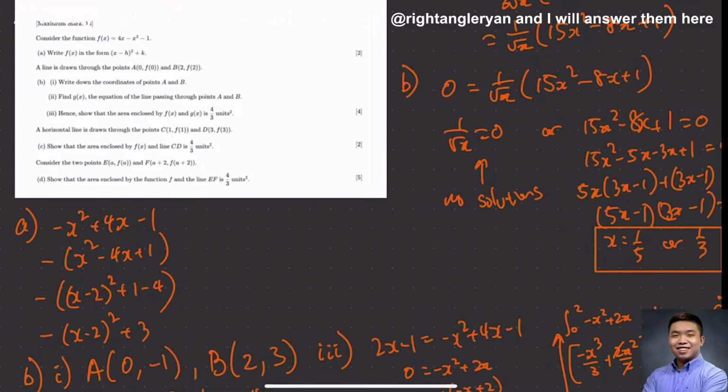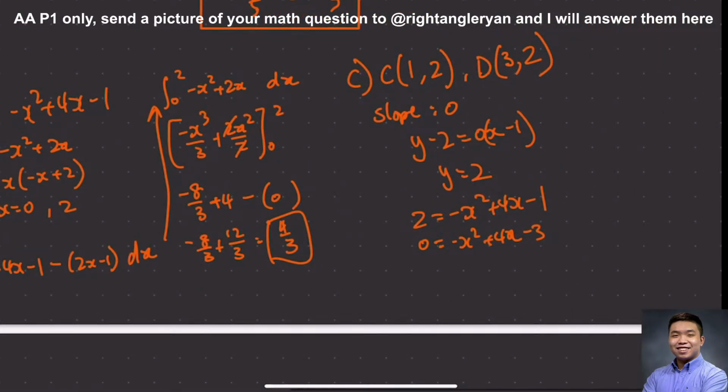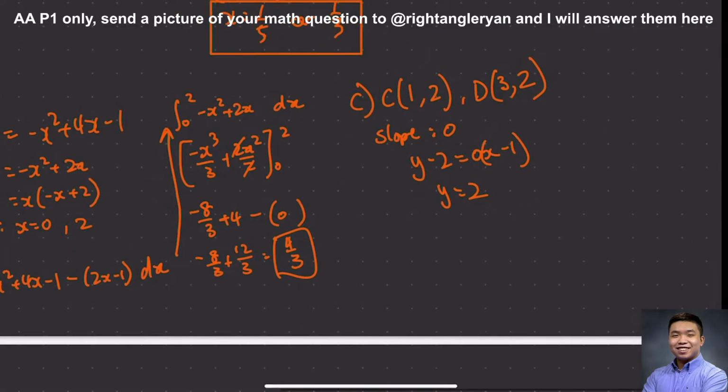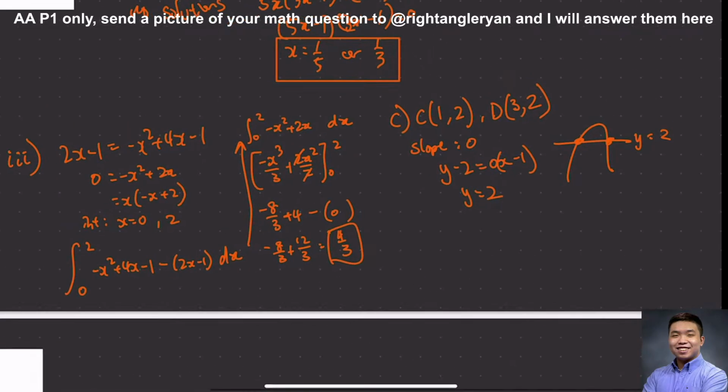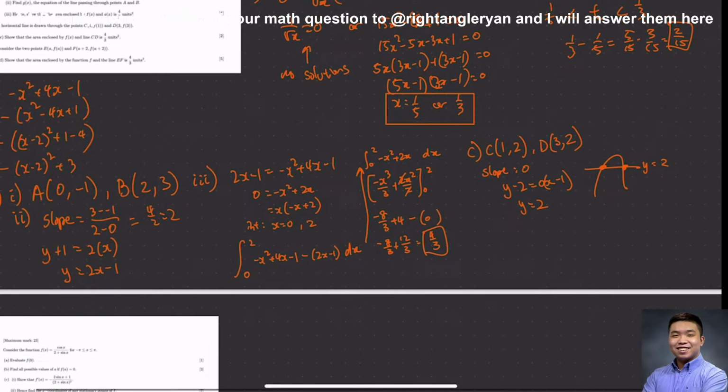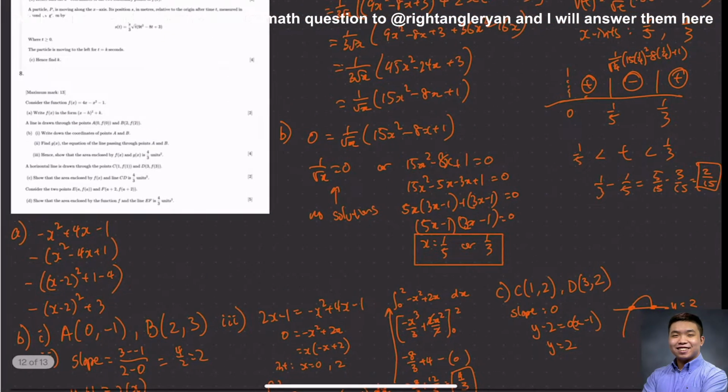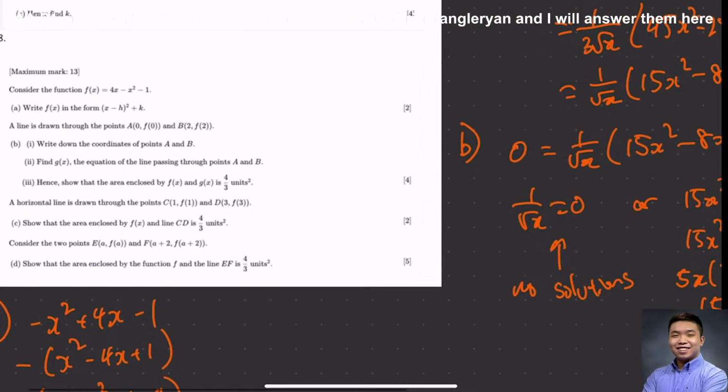There must be a faster way. 1 and 3. Oh yeah, I don't need to find the intersection points, because I know if I have a quadratic and I have this as y equals 2, the intersection point must be when the y coordinate is 2. And the y coordinate is 2 when x is 1 and when x is 3, because we already solved for that here.